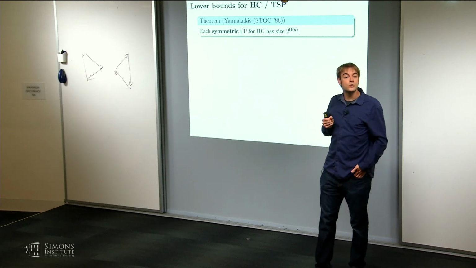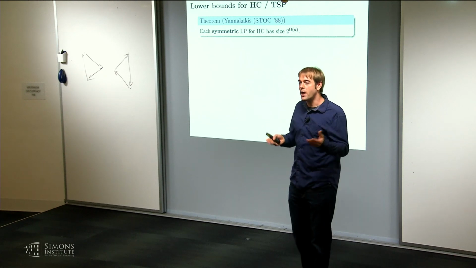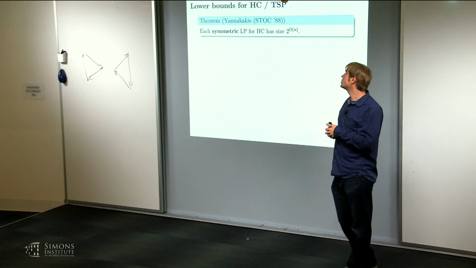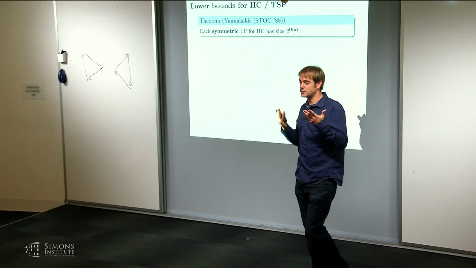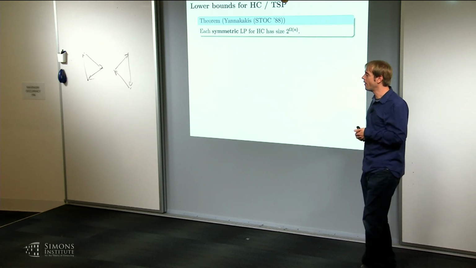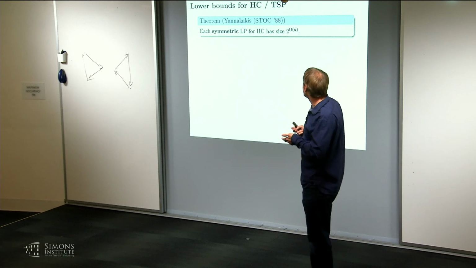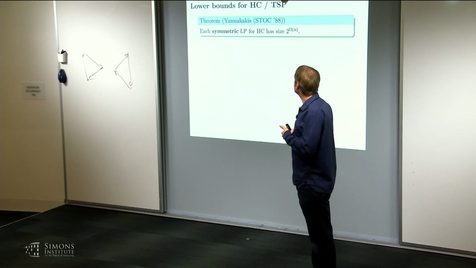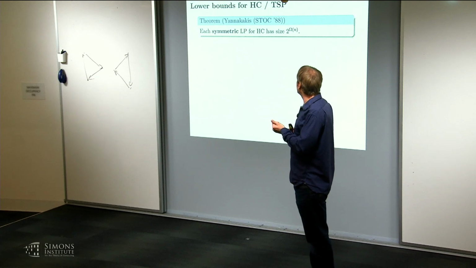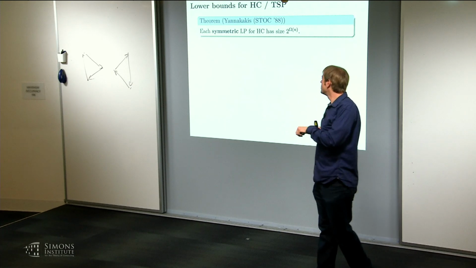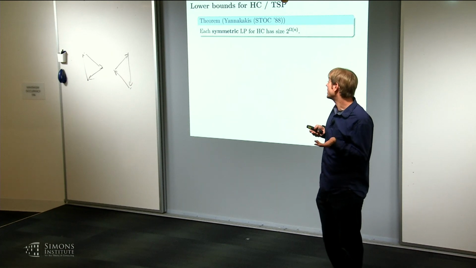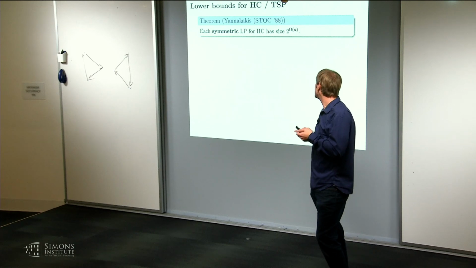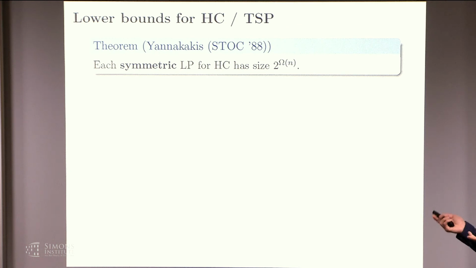And Yannakakis could actually prove that any linear program for the Hamiltonian circuit problem that satisfies the symmetry assumption must have exponential size. Now it sounds like we're almost done, but there's actually no mathematical reason why, for whatever problem, a symmetric linear program should be the best. In fact, there are some examples where one can prove that this is not the case. So it's a partial answer. It's a strong indication that one should be able to remove this assumption of symmetry.